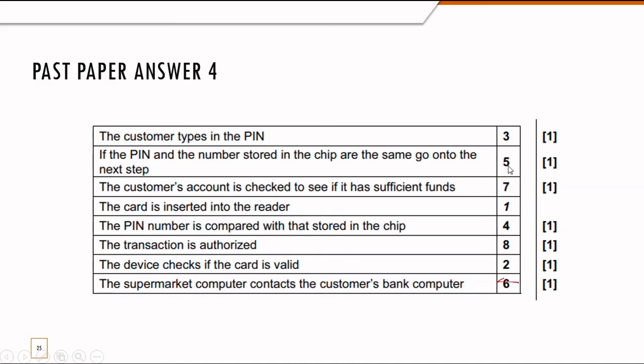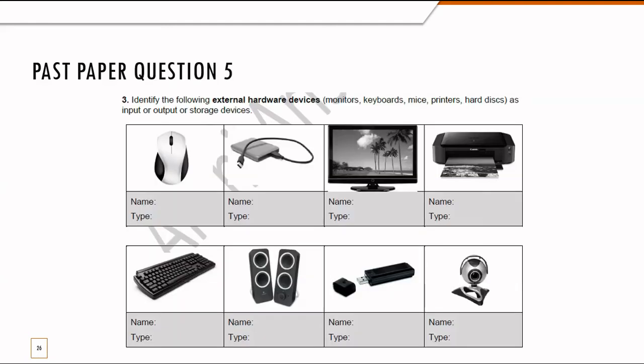If the PIN is the same, we go to the next step, and the supermarket will contact your bank computer. The bank will check if there is enough fund. If there is, then the transaction is authorized. So, you have 1 mark for every correct number. The next question is to identify hardware devices with their names and whether they are input, output or storage. So, you have to write their name and their type. So, let us go over this.